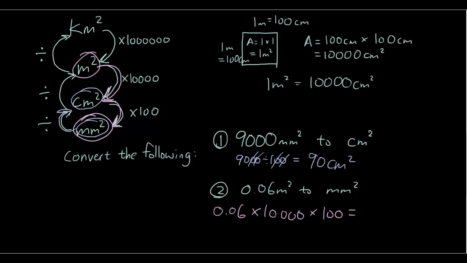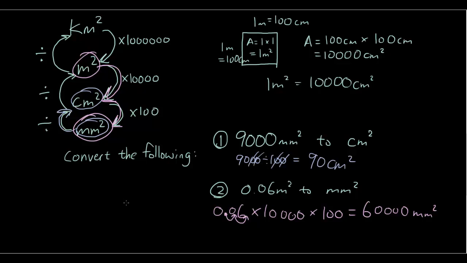So how many zeros is that? 1, 2, 3, 4, 5, 6. We're going to move our decimal place to the right by 6 units. So 1, 2, that gives us 6, and then another 4 zeros, so it's 60,000... 60,000 millimeters squared. Okay, if you're unsure, you can also just multiply 0.06 by 1 million in the calculator, and that should give you the answer.